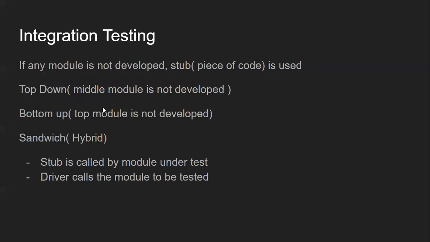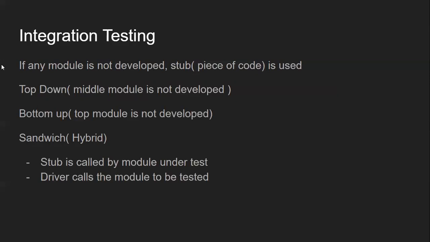Integration testing, as its name suggests, involves the following: in unit testing, a small module is tested, while in integration testing, multiple modules are tested combined. Let's take an example: you have a system, and a part of the application has three modules. You're working on them, and you're done with the development of two modules, but one is pending. If you want to perform integration testing on that, what is done? If any module is not developed, a stub, which is a piece of code, is used instead of that module.